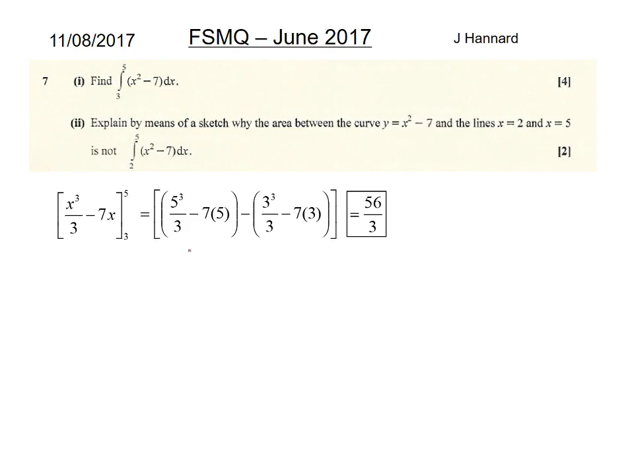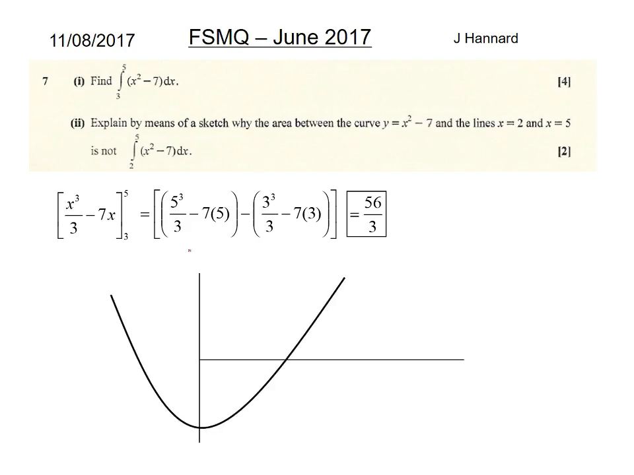Part 2: explain by means of a sketch why the area between the curve y equals x squared minus 7 and the lines x equals 2 and x equals 5 is not the definite integral between 2 and 5 of x squared minus 7 with respect to x. Well, if you draw that curve, it goes through minus 7, and it crosses the axis at about 2.6. We want y equals 0 because that's when it intersects, so move the 7 over the other side. Root 7 is plus or minus about 2.6.